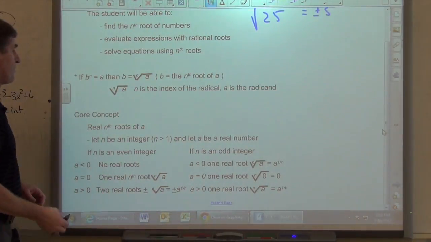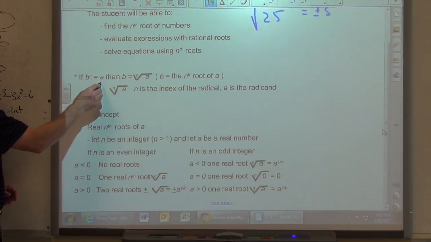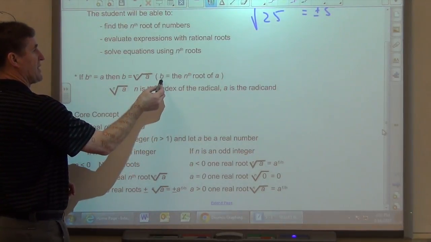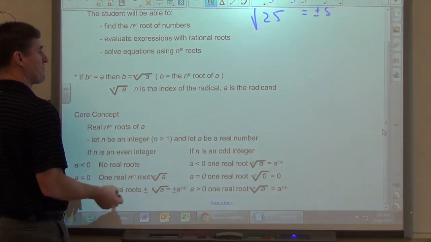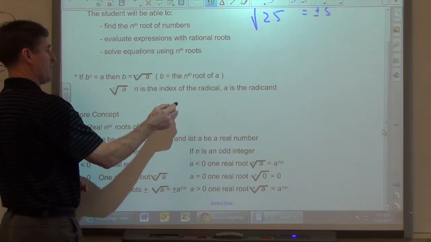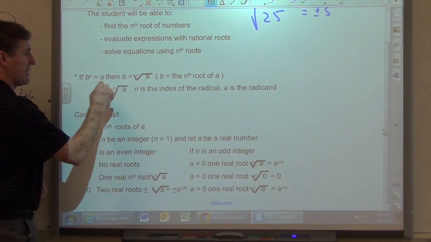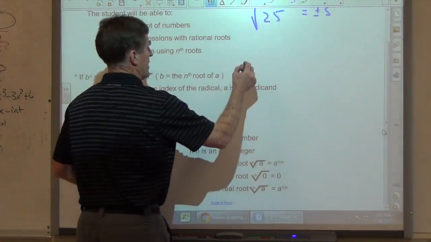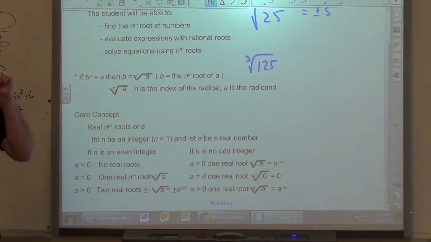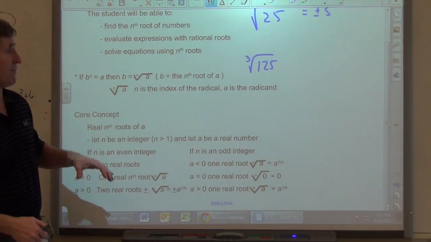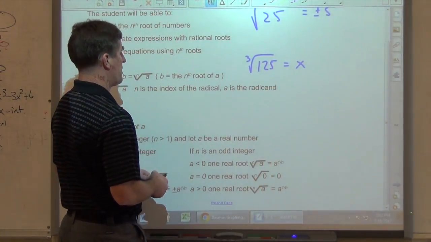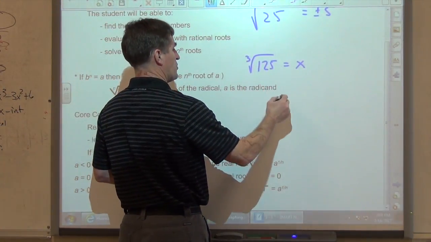So, first of all, if b to the nth power equals a, then b would equal the nth root of a. So if I read this, it would be b equals the nth root of a. In this, n is the index, that's the number that we're taking the root of, the radical, and a is the radicand, the number. As you look at this, this would be like the cube root of 125. So now we're asking ourselves, what times itself equals 125? Let's say this is x. We just take the cube root of that, which would be 5.